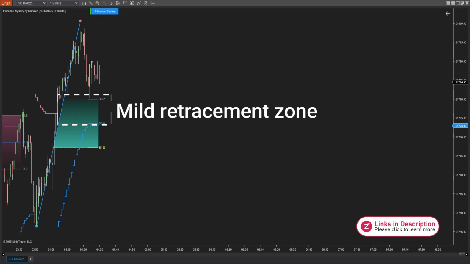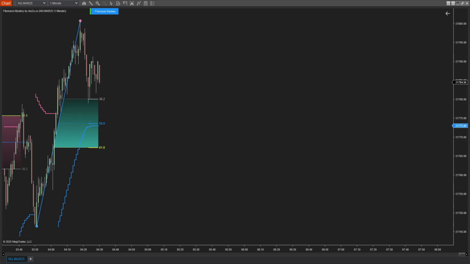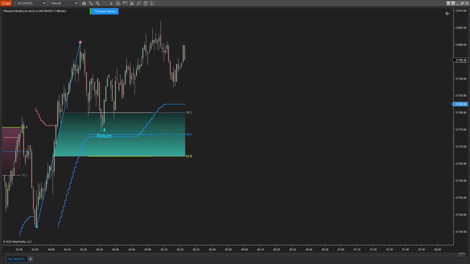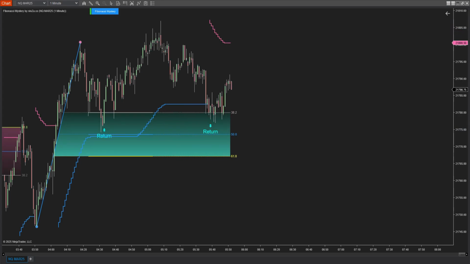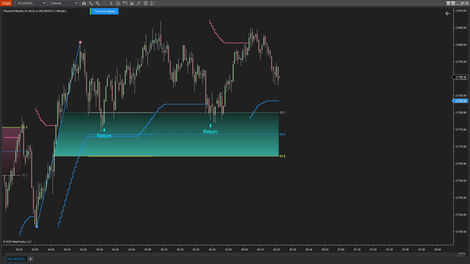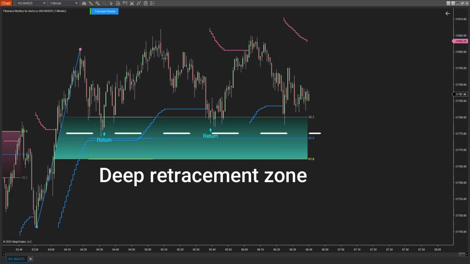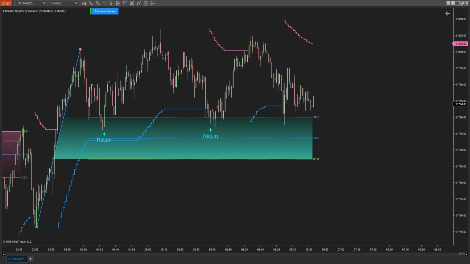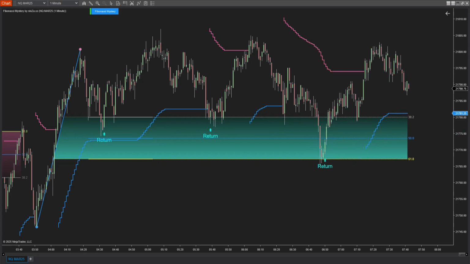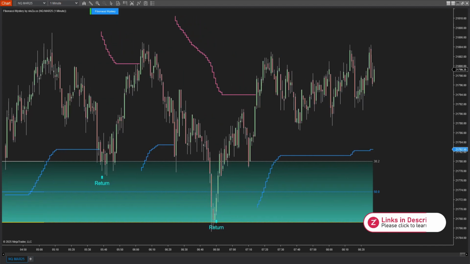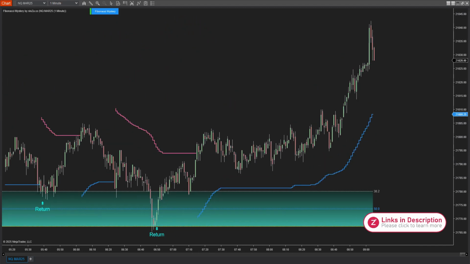Pay attention to the zone formed between 38.2% and 50%, known as the mid-retracement zone. Typically, when the price touches this zone, it will bounce back, but not too strongly. Therefore, you should set a moderate target, not too large, to achieve better profits. However, if the price enters the zone between 50% and 61.8%, this is the deep retracement zone. When the price retraces and touches this zone, it typically bounces back strongly, allowing you to set a larger target.